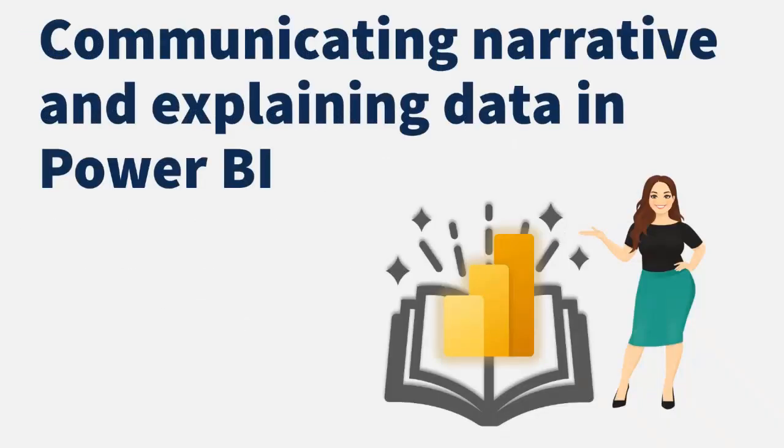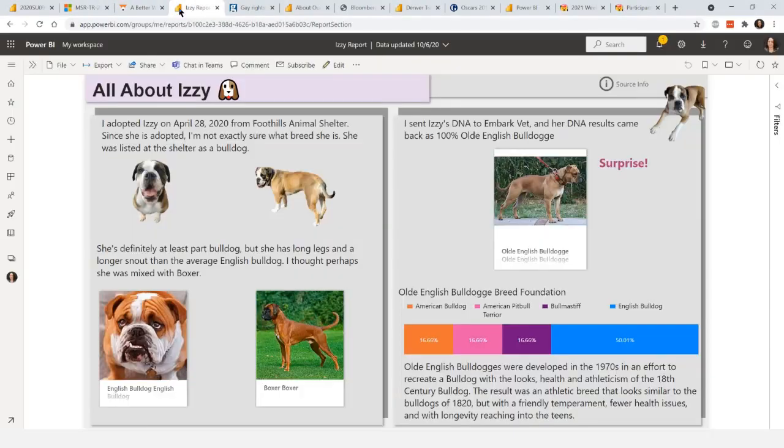My version of this is about my dog, Izzy. She is apparently asleep, otherwise she normally makes an appearance. But I adopted Izzy. She's a pandemic rescue. I got her last year from an animal shelter in Golden, here in Colorado. And they said she was a bulldog mix. I had an English bulldog before this, and he passed away, and I was ready to get another dog.